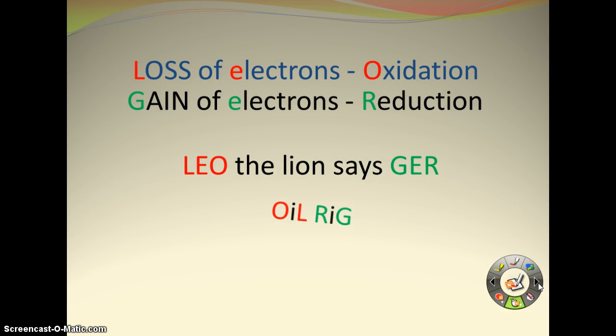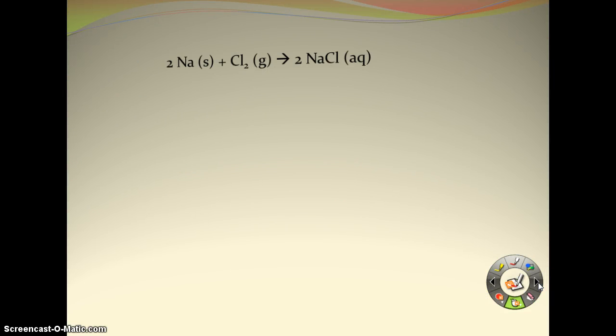Or you can remember OIL RIG. Oxidation is loss, reduction is gain. OIL: oxidation is loss, RIG: reduction is gain. Memorize it any way you want, but know that if you lose electrons, it's undergoing oxidation. If you gain electrons, you are undergoing the reduction part of this pair.